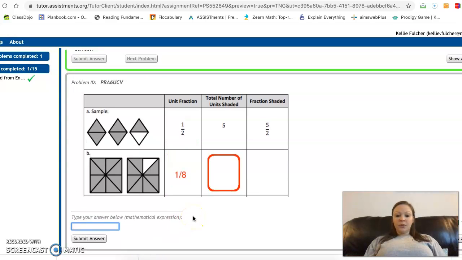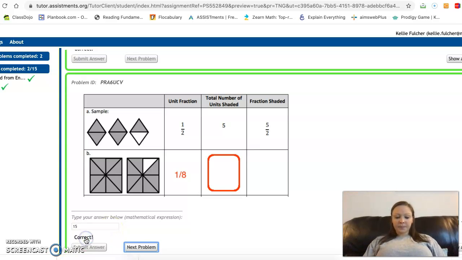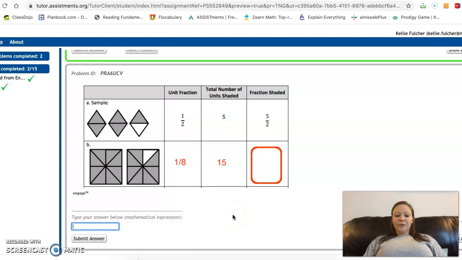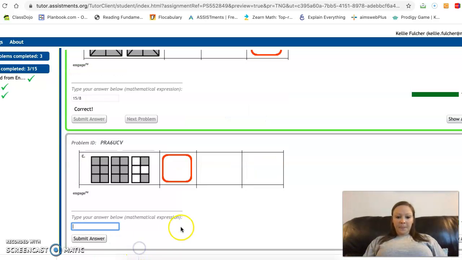The total number of units shaded, we know there's 8 shaded here, 9, 10, 11, 12, 13, 14, 15 pieces shaded. Oops, 15 pieces shaded. And then the fraction shaded, we count all the pieces, which we said was 15, out of how many are in a whole, which is 8. 1, 2, 3, 4, 5, 6, 7, 8. So it's 15 out of 8 are shaded.